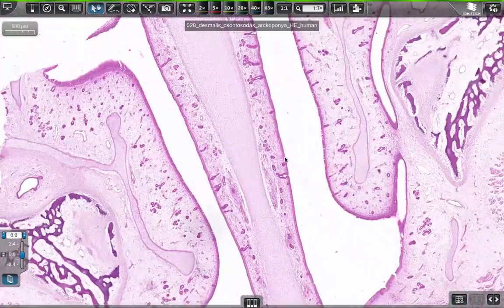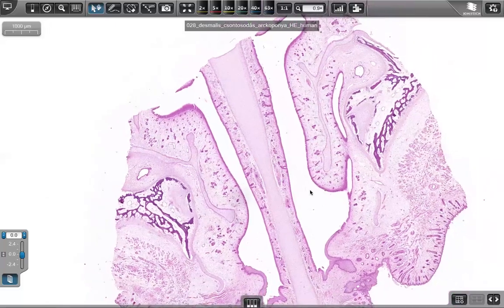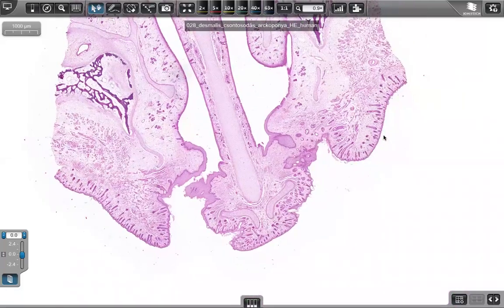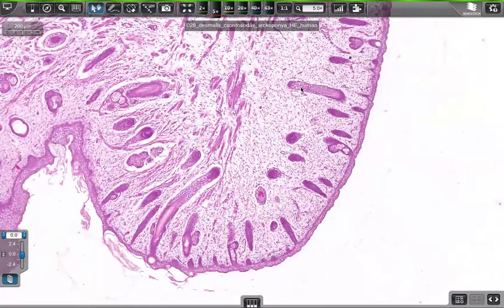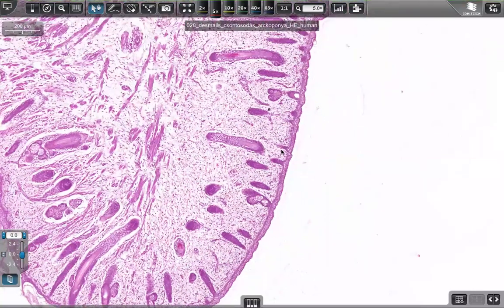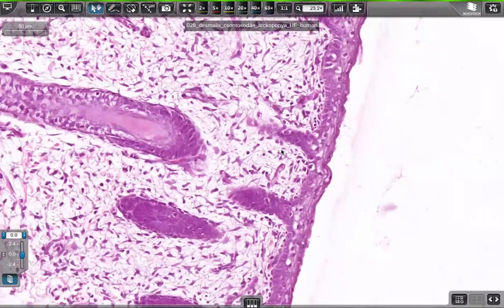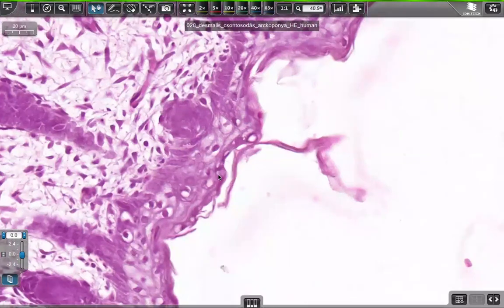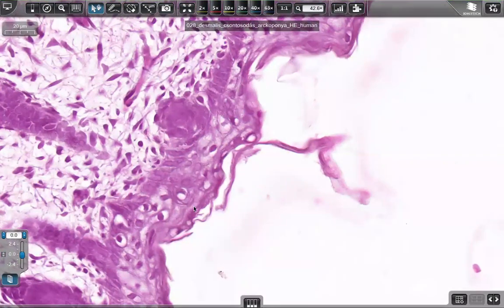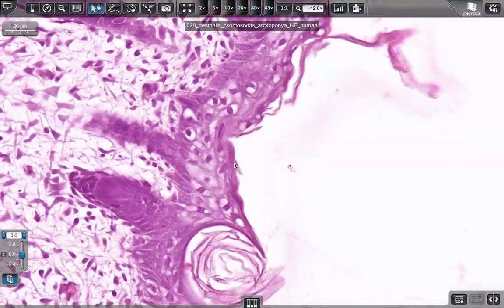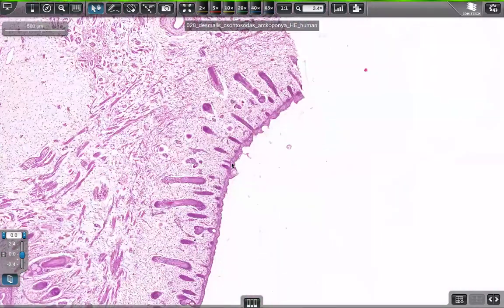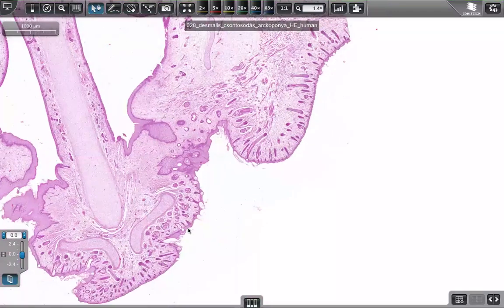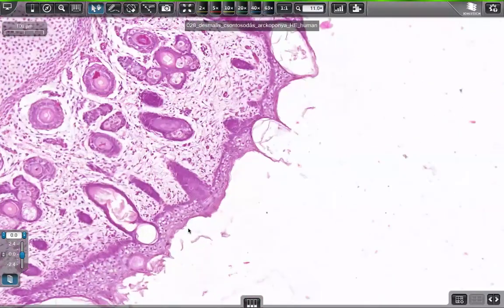And also we can see the external surface here. These are the hair follicles, and it's lined by stratified squamous keratinized epithelium. Maybe that is a little bit thicker. So it's developing, so it's a little bit different than the previous one, but I think we have some parts which are quite similar.